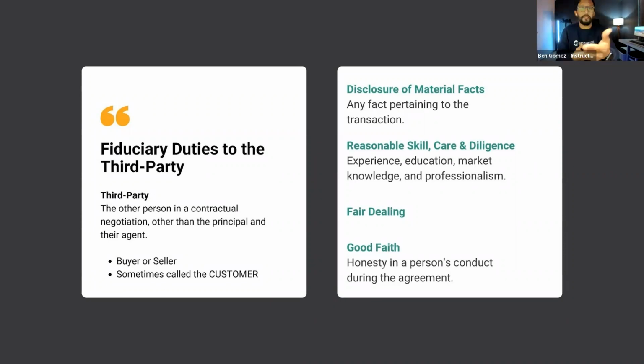So if I am representing Carla, Carla is my seller in this transaction, and Rudy is representing the buyer. I still owe them a certain level of responsibilities too. I still owe Rudy and his client disclosure of material facts, reasonable skill, fair dealing, and good faith. It may not be the whole OBEDIENCE acronym, but we still owe these attributes to the third party.